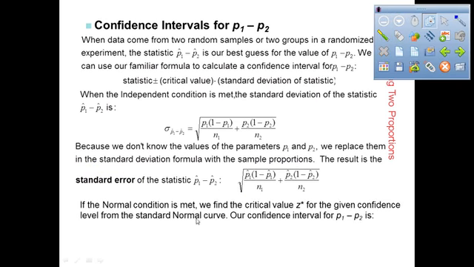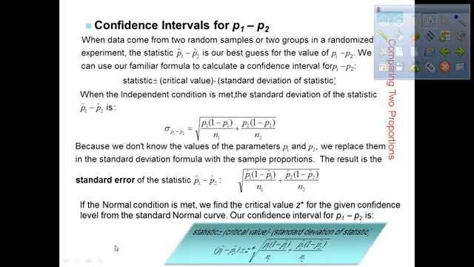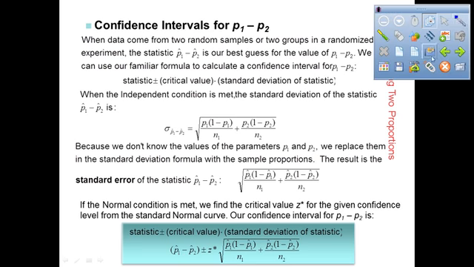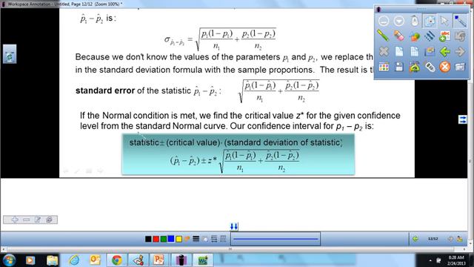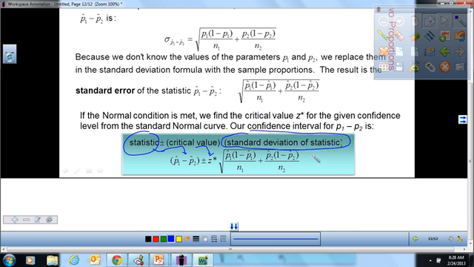So if the normal conditions are met and we find our critical z for the confidence interval level, the standard normal curve, our confidence interval for p1 minus p2 is as follows. Look, this is the statistic. So the statistic is this right here, when you subtract them, p hat of 1 minus p hat of 2. You get the critical value from your chart, and the standard deviation of the statistic part is right here. What I told you on the top of your chart to call the standard error as well, and that's because we put it in there.